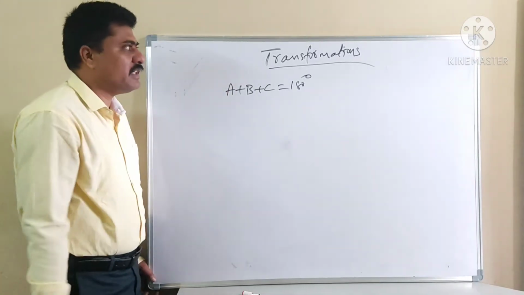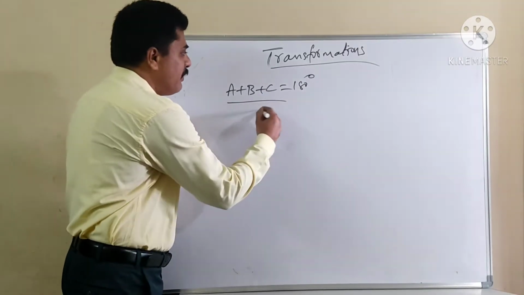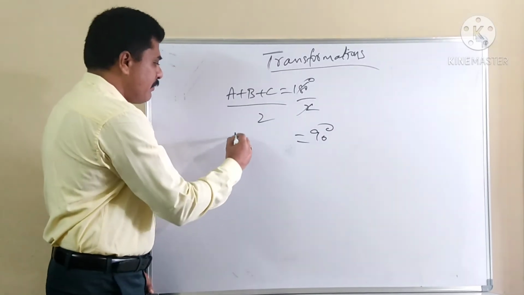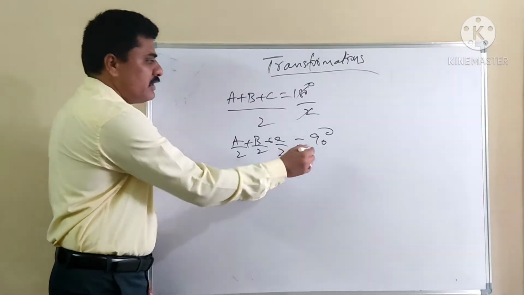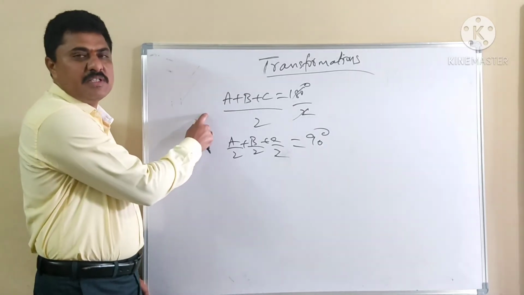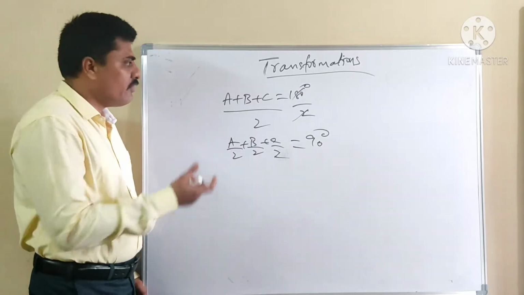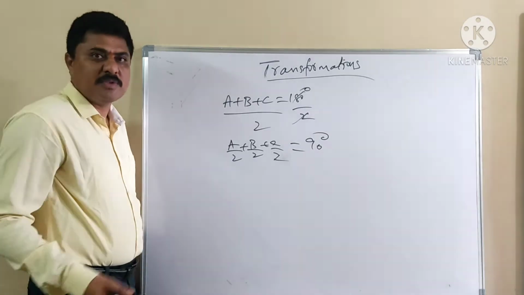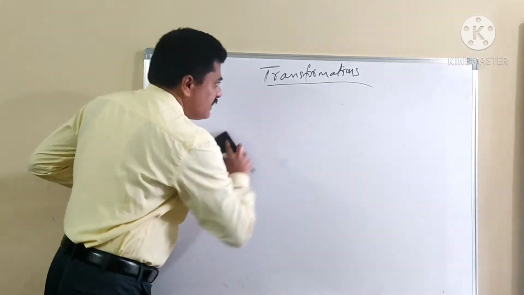So in this transformation, we can transform the angles into 180. If I divide by 2, this goes to 90 degrees also. Here A by 2 plus B by 2 plus C by 2 is equal to 90 degrees. What is the difference between A plus B plus C is 180 and taking the angle as 90 degrees? We will see this by solving some problems. But before solving the problems, let us write the formulas first.